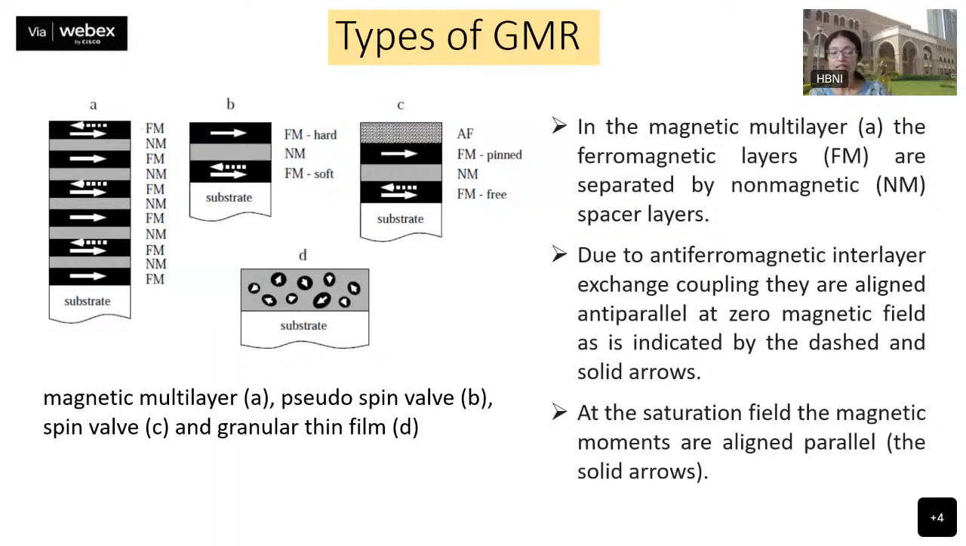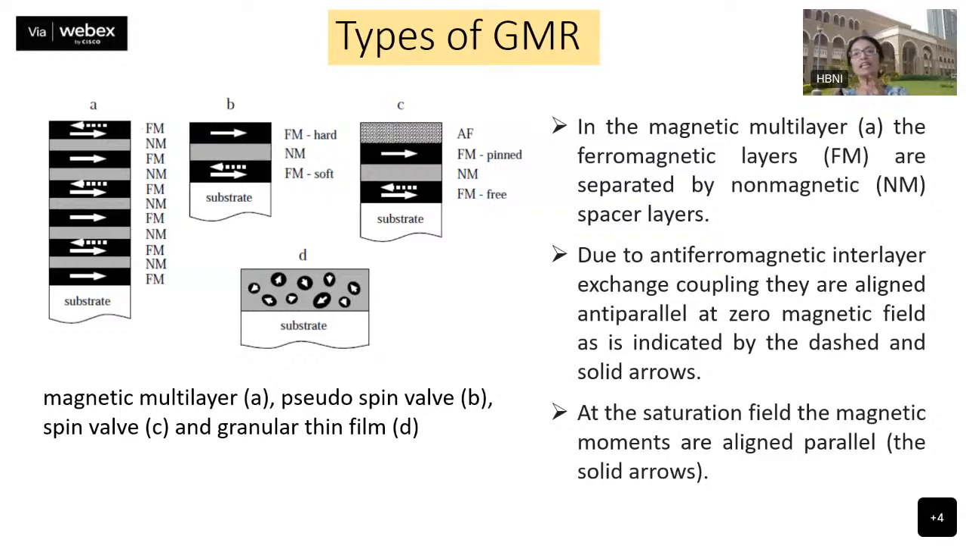So in this magnetic multilayer, we have ferromagnetic layers which are separated by non-magnetic spacer layers. Due to the antiferromagnetic interlayer exchange coupling, they are aligned antiparallel at zero magnetic field. As you can see over here, the dashed arrows as well as the solid arrows. At the saturation field, the magnetic moments are aligned parallel.